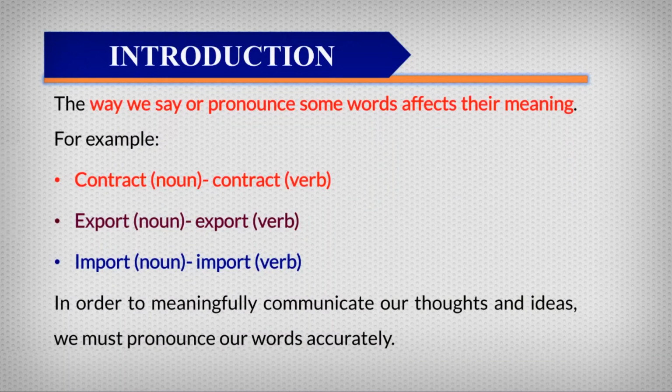Some English words have different pronunciation. Let's take a look at some examples. We have words like contract, which is a noun, and contract, which is a verb. They are both spelled the same way, but they have different pronunciations. We also have the word export and export. And also we have import and import. The way we pronounce these words will affect their meanings.